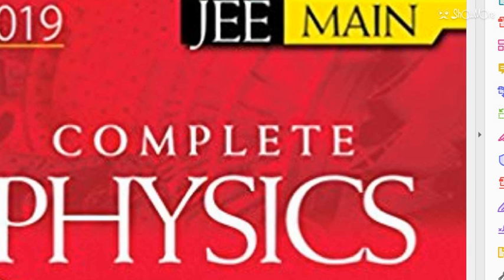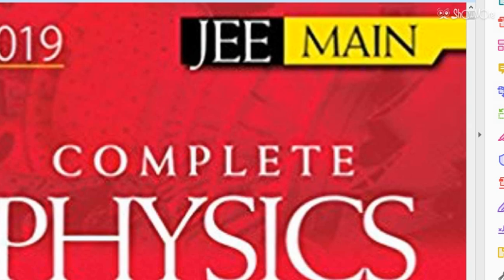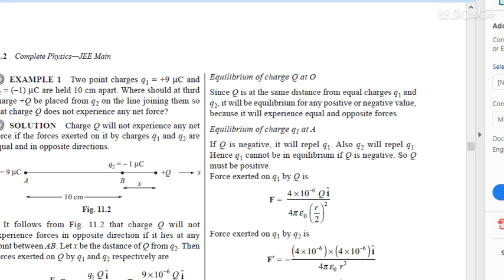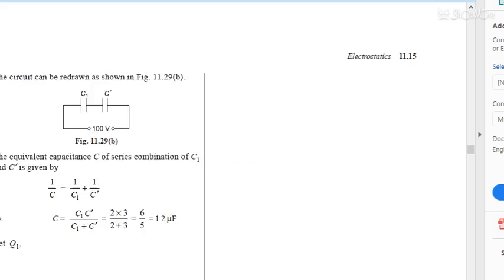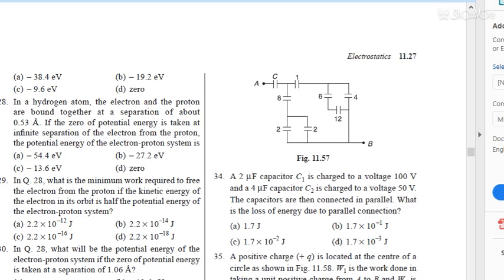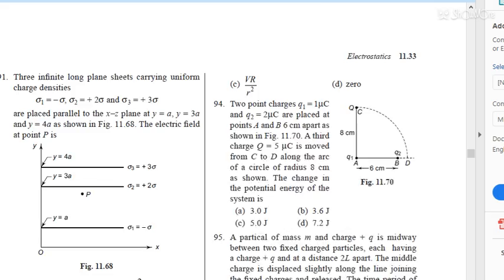So students, I am trying to find such type of questions so that we can discuss. And this page, cover page. Let's move to point number 600. Okay, so this is electrostatics, and these are the multiple choice questions on electrostatics.